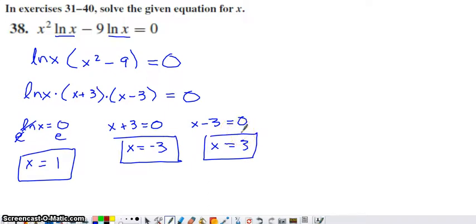So again, it's something that you know. It's solving by factoring, but it's a little bit different because some of the factors are transcendental functions. They're not algebraic, in other words.